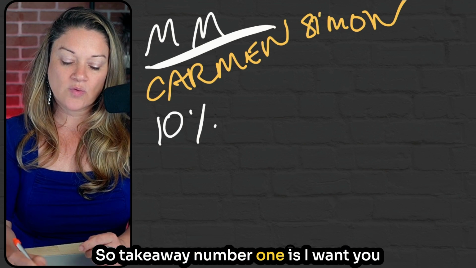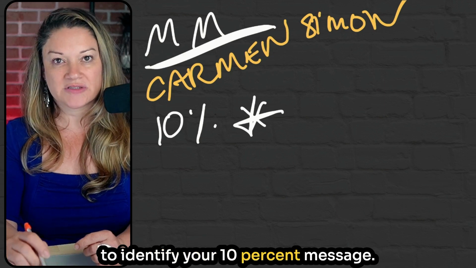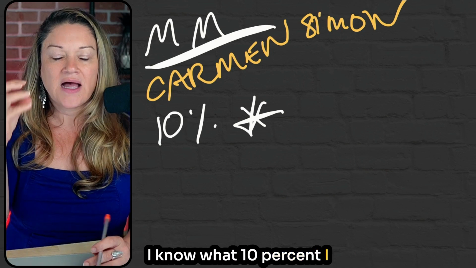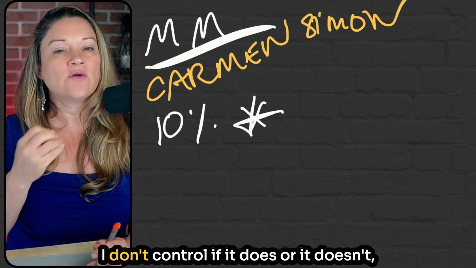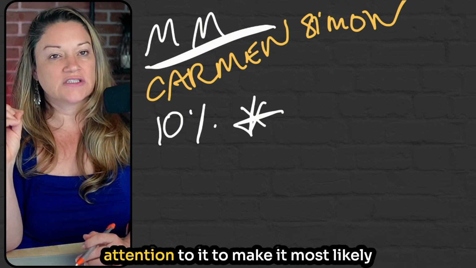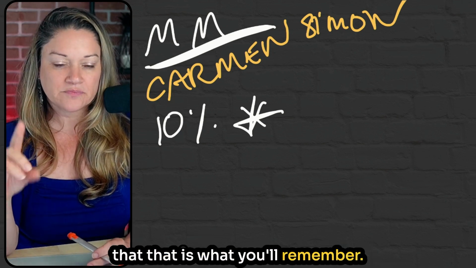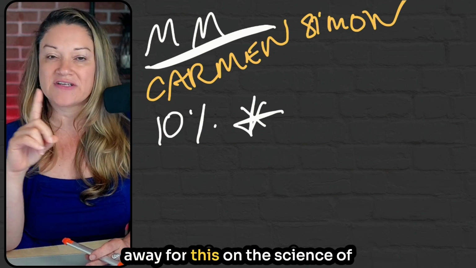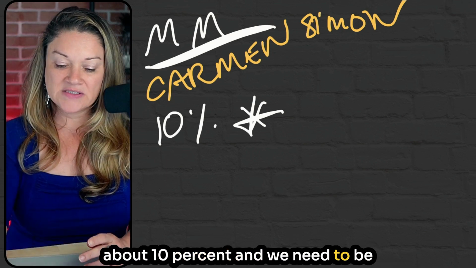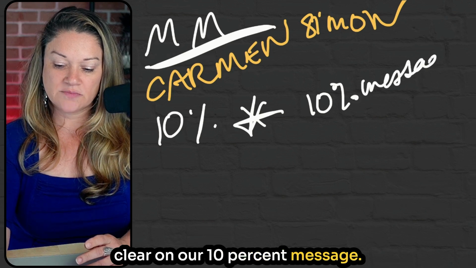So takeaway number one is I want you to identify your 10% message. I did it even for today. I know what 10% I want to stick in your mind. I don't control if it does or it doesn't, but I can highlight it, draw your attention to it to make it most likely that that is what you'll remember. So concept number one, takeaway for this on the science of memorability: people only remember about 10%, and we need to be clear on our 10% message.